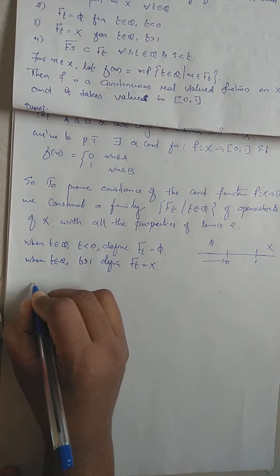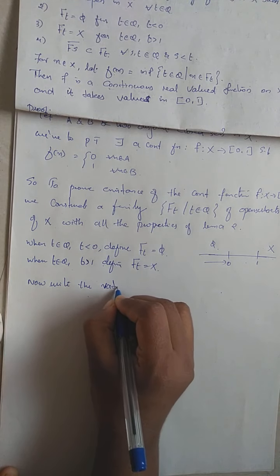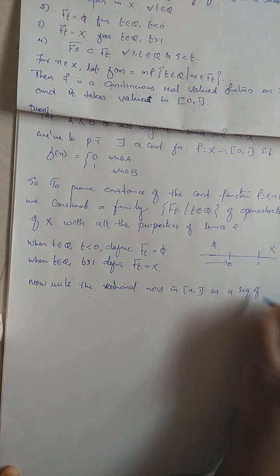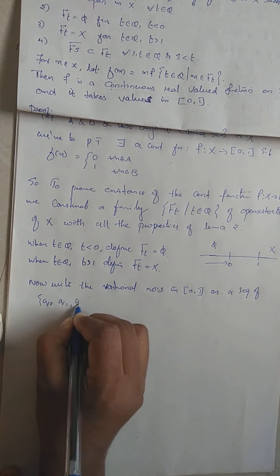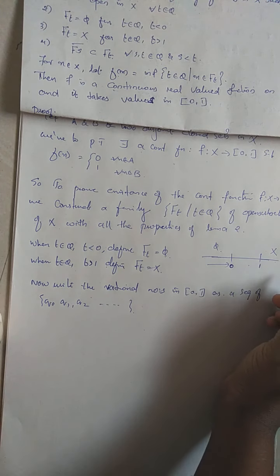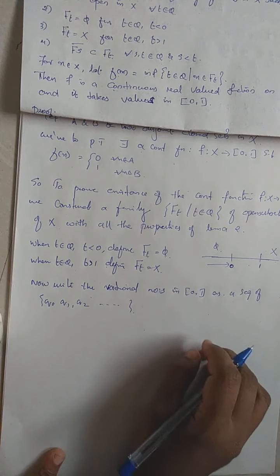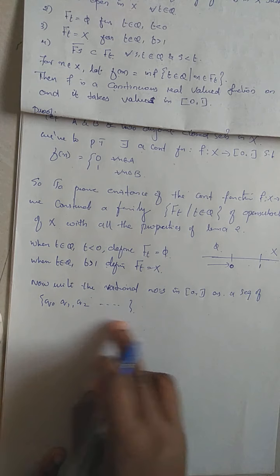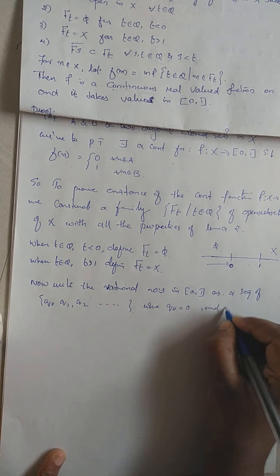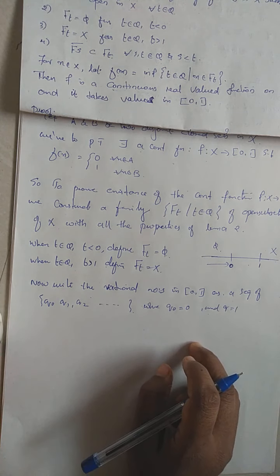Now write the rational numbers in the closed interval [0, 1] as a sequence q0, q1, q2, and so on. You know, rational numbers are countable, so the elements of a countable set can be considered as a sequence of distinct members. The set of all rationals in [0, 1] is also countable, so it can be considered as a sequence of distinct elements, where q0 is the rational number 0, q1 is equal to 1, and q2, q3, and so on are the in-between rational numbers from the open interval (0, 1).